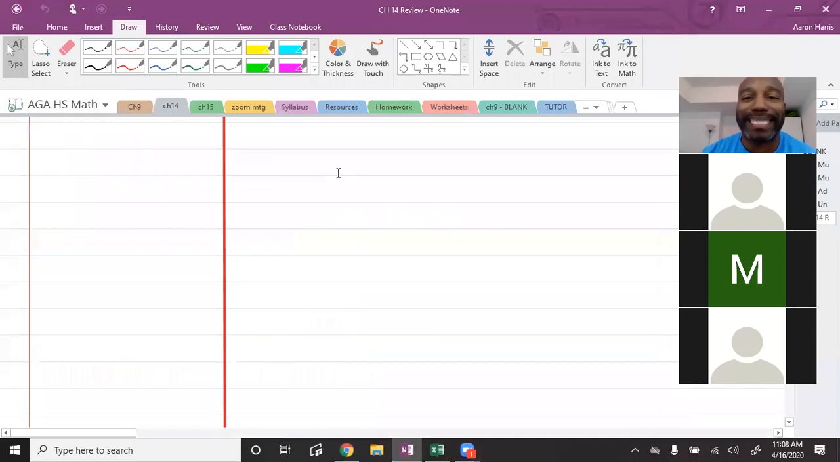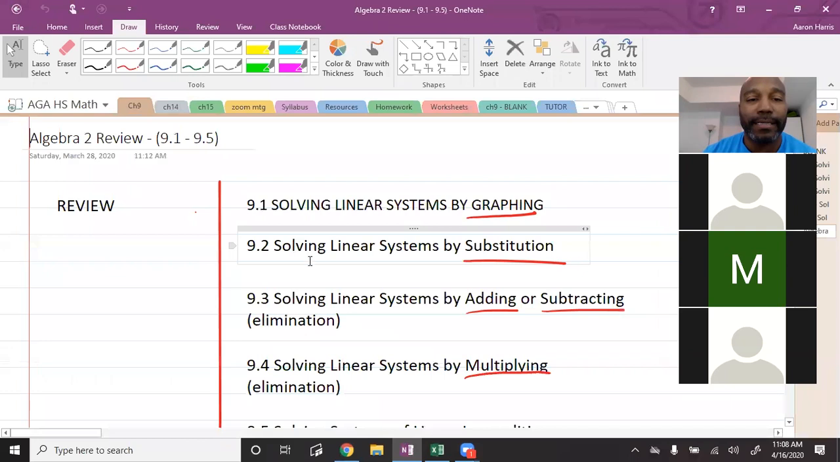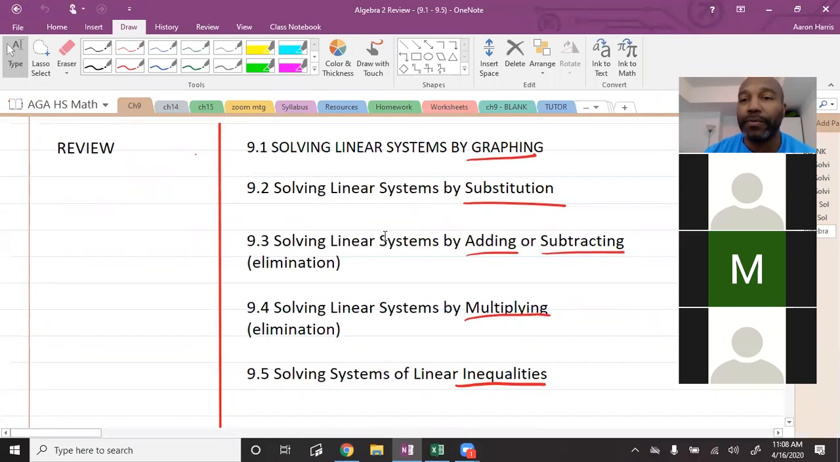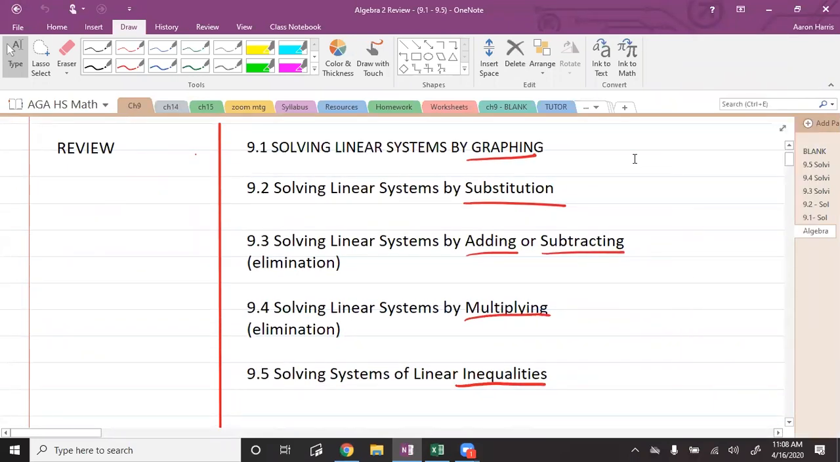Let's go to chapter 9. Here's the review. Let me shrink this. So 9-1, 9-2, 9-3, 9-4, 9-5. I'm going to leave this open-ended. Which one do you want to go over? I'm going to go in order. If you have a question on it, say yes, and then I'll do an example.